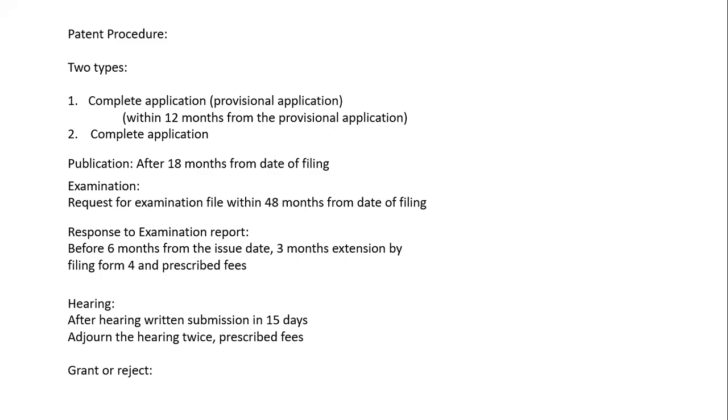After the hearing, you have to submit the written response in 15 days. You can adjourn the hearing twice. After the hearing and the written response, your application will be granted or it may be rejected. So this is the basic patent procedure. I hope it is clear to everyone. Does anyone have any questions? You can ask now.